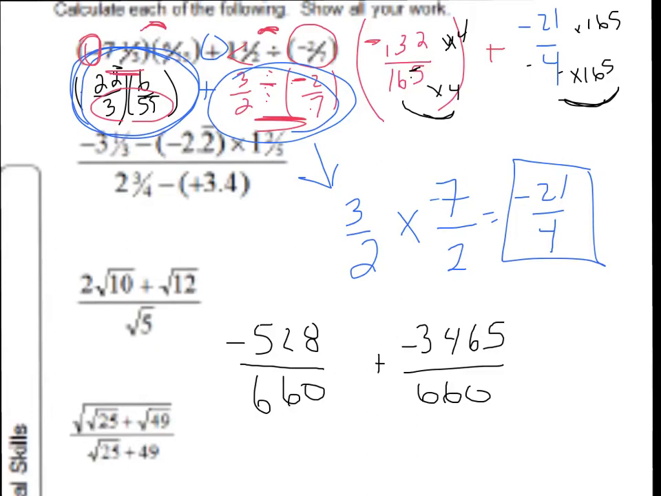So then our next step is, because we have common denominators, we can just add the tops. The rules of integers suggest that the signs are the same, so we will keep the signs and we will add the numbers. So 528 plus 3,465 is 3,993 over 660.